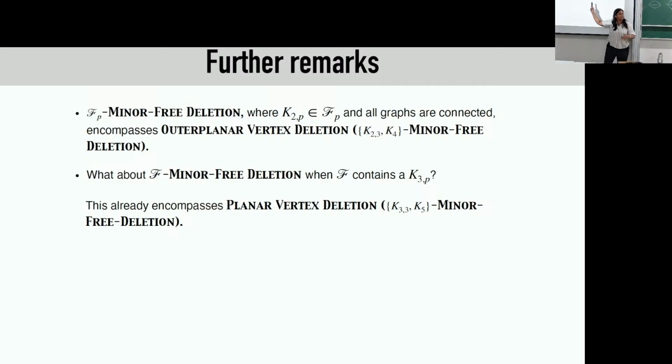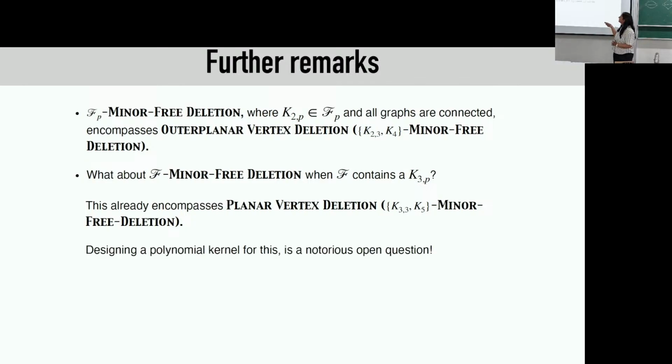Planar vertex deletion. Again, planar vertex deletion is remove at most k vertices such that the resulting graph is a planar graph. And we know a graph is planar if and only if it has no K_{3,3} or K_5 minor, so it is this F-deletion problem. So if you have this result, it will also solve this problem. It's just that designing a polynomial kernel for this problem is a notorious open problem. So if you can do this, it will be superb. Maybe we should all try to do this.